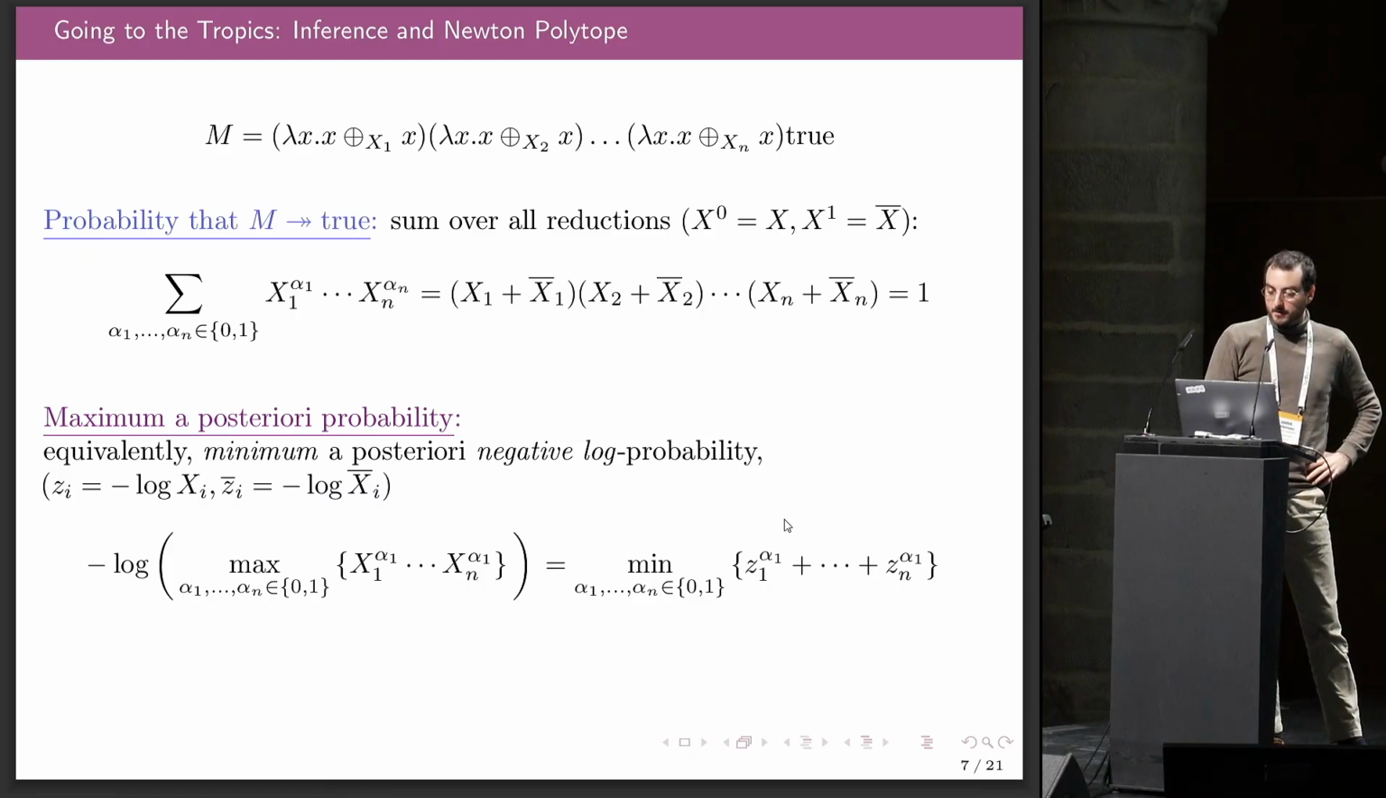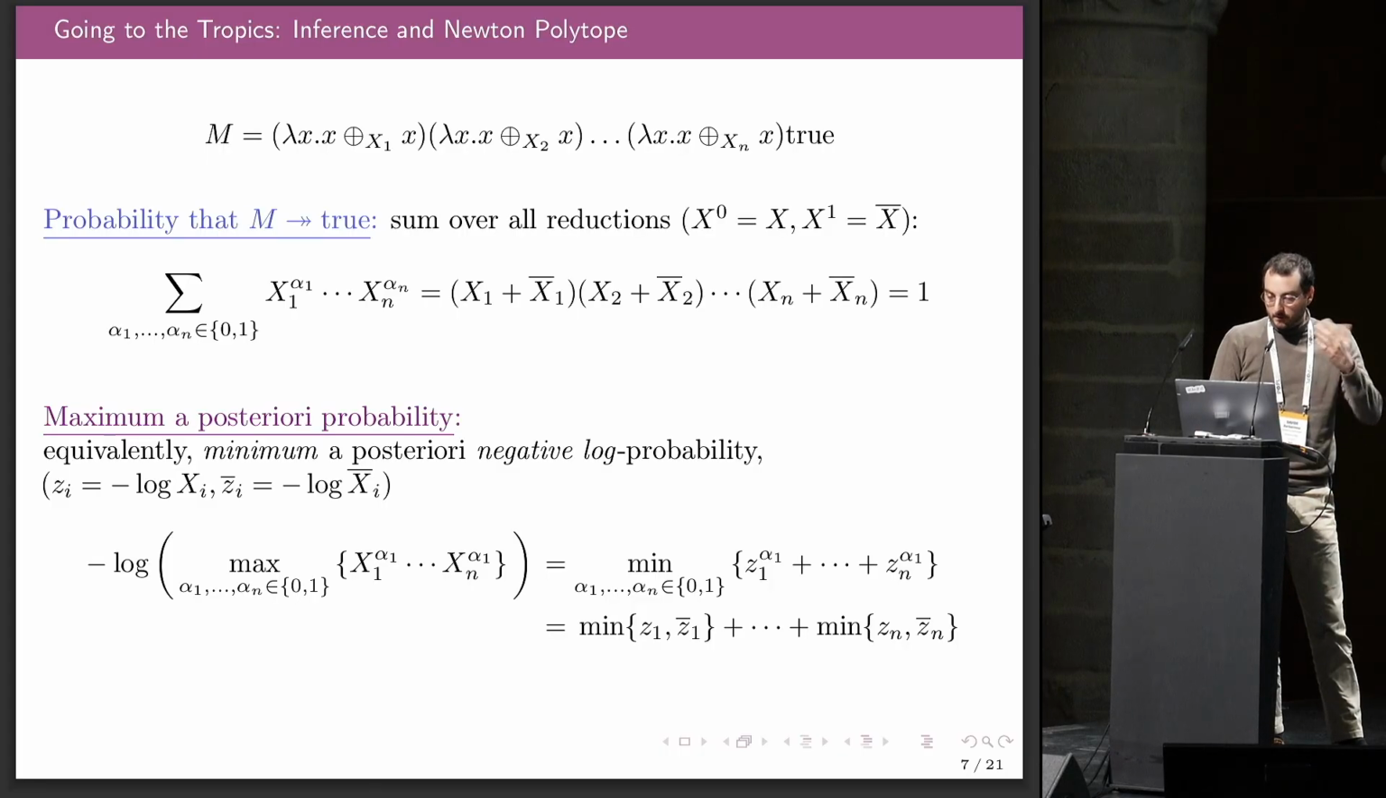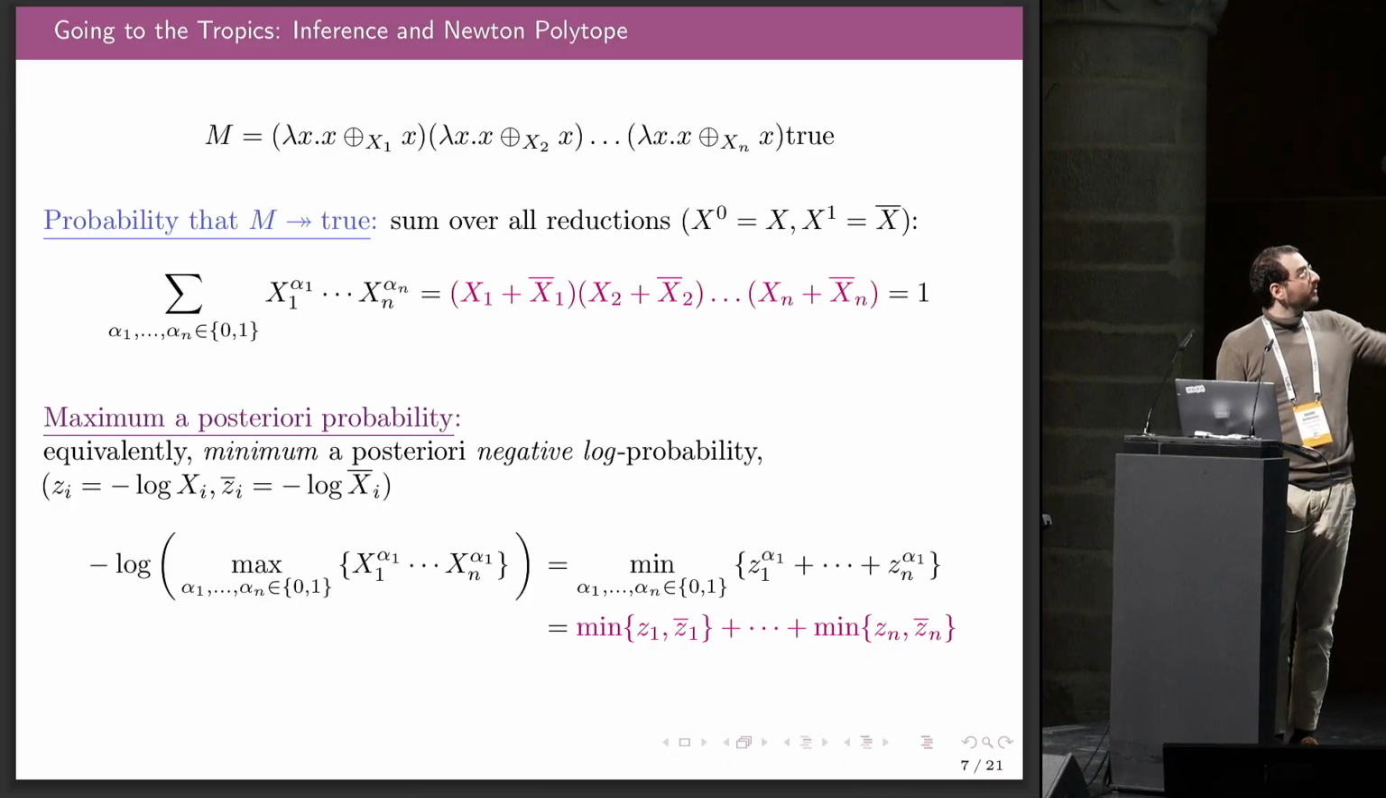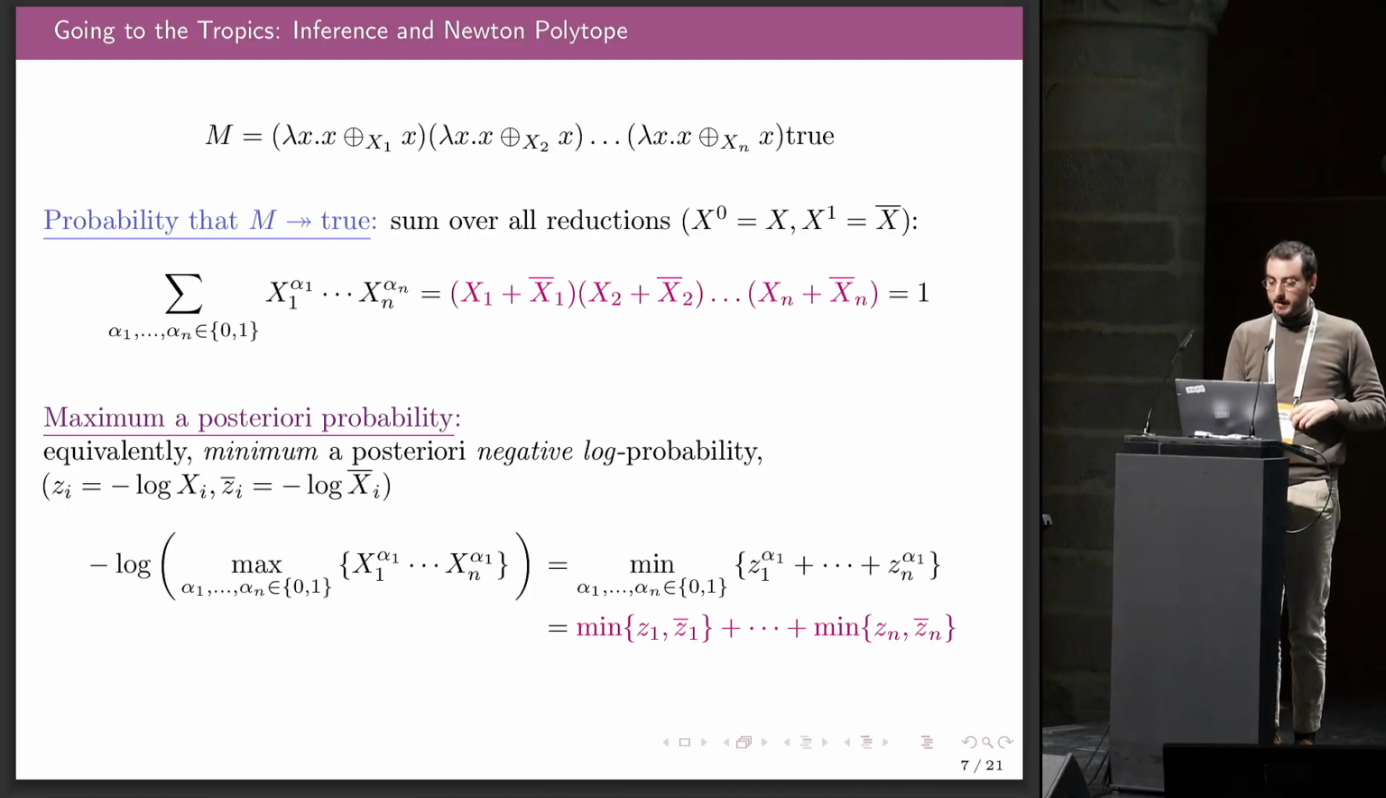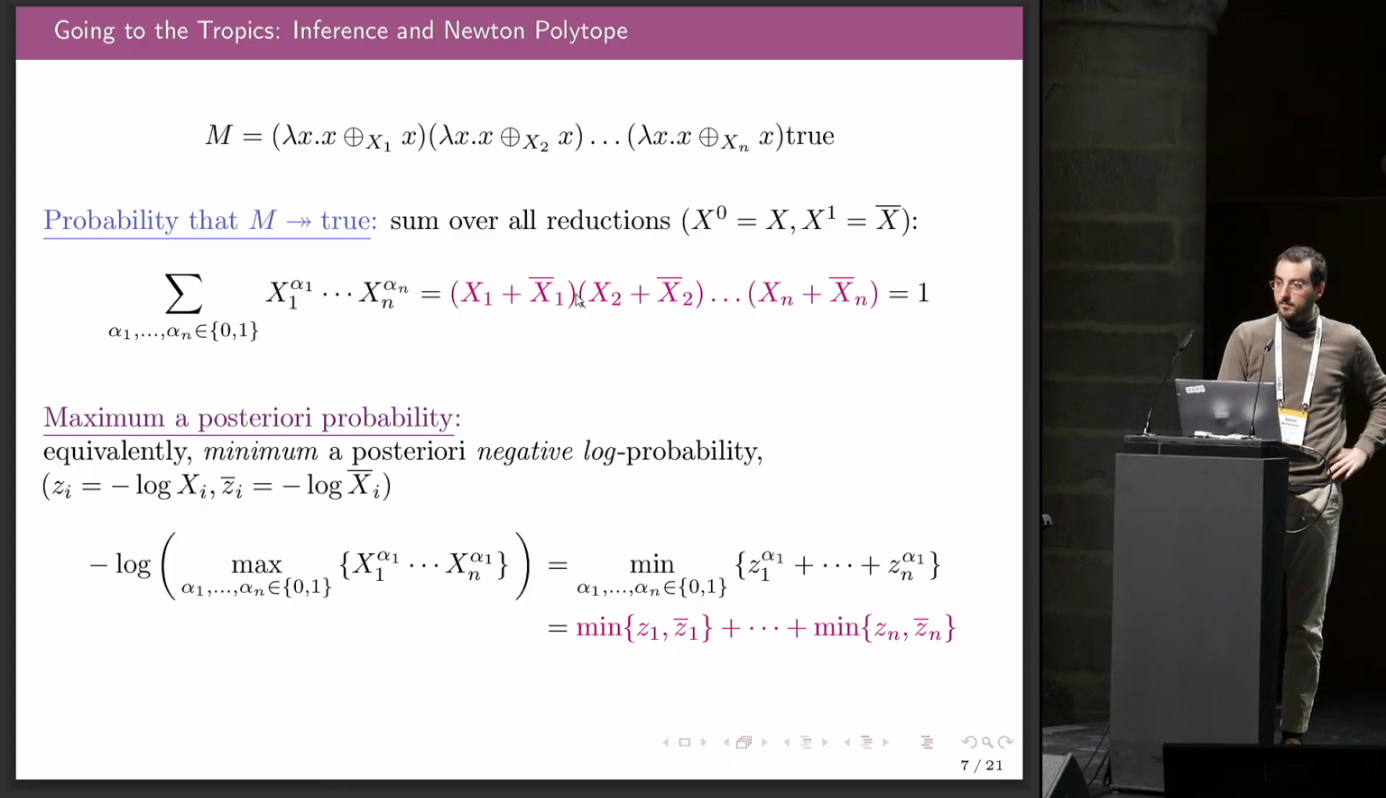And now I have the minus log of a product, of a monomial, and this is the sum of the minus log. So I have these new variables z, which are the minus log of the x. And okay, this is easily seen to be this. What's interesting here is that if you look at these two pink expressions, they look different, but if I read the top one and, instead of multiplication, I read plus, and instead of plus, I read minimum, then the two expressions become the same one.